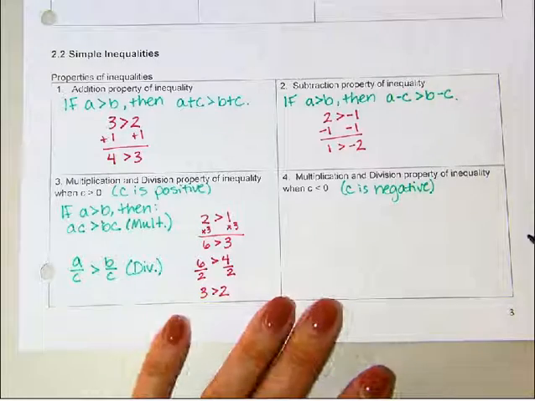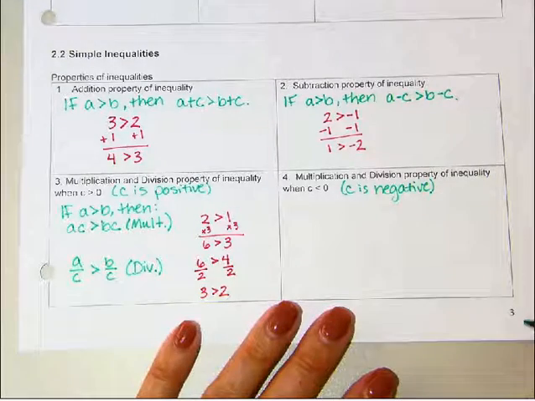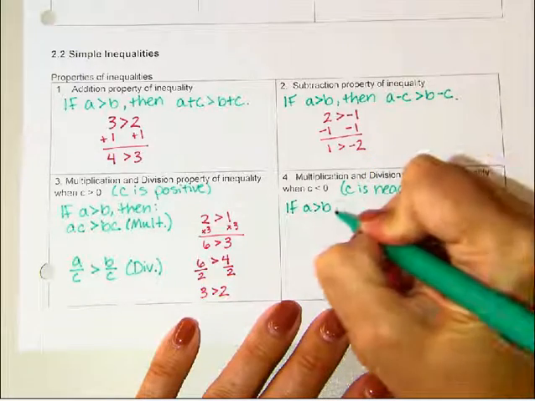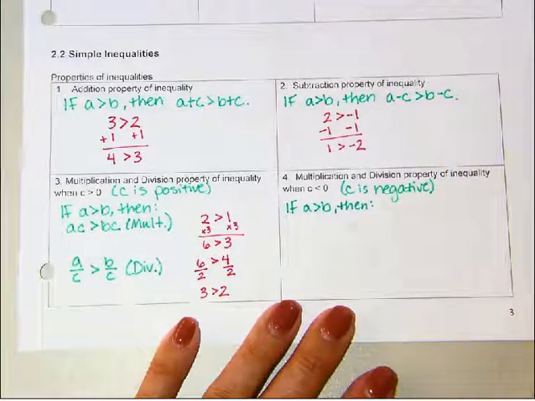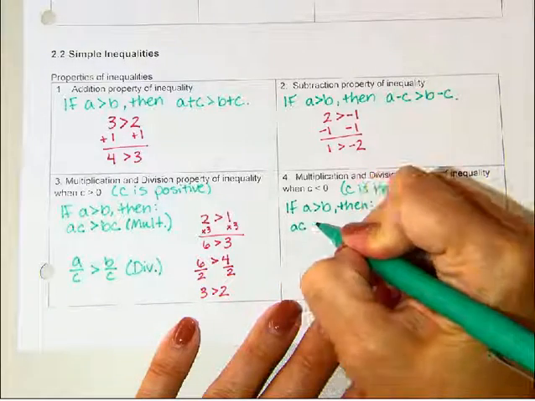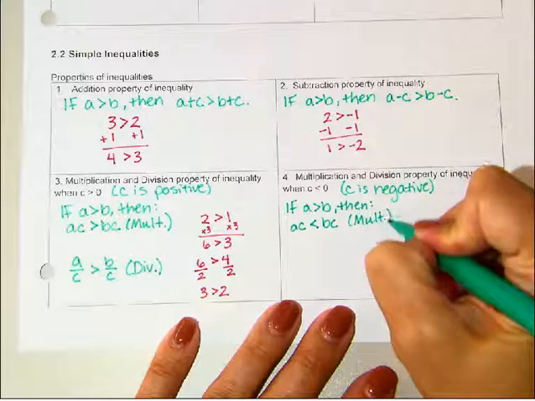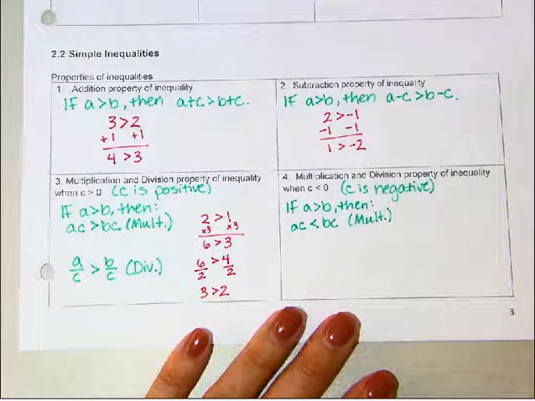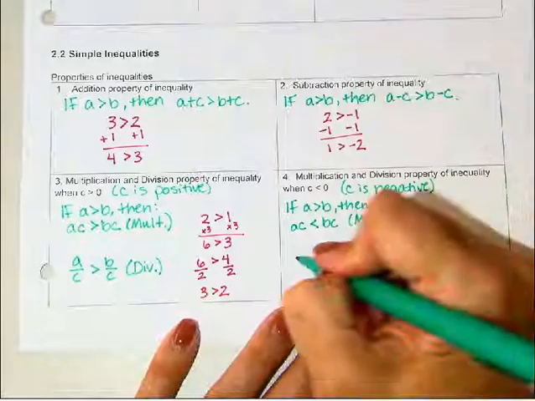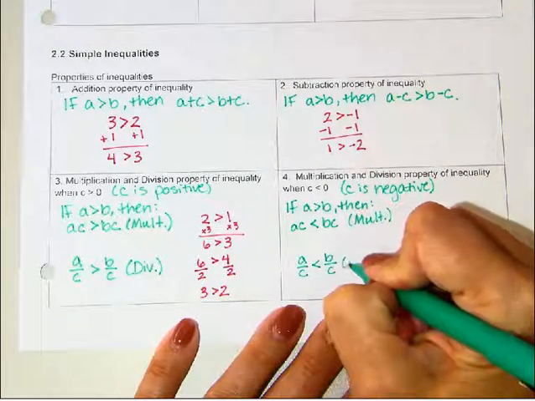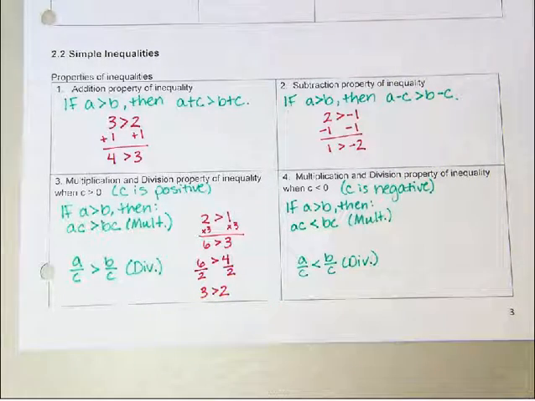So for multiplication and division, when C is negative, so if A is greater than B, then we have A times C will be less than B times C, and that's for multiplication. Our symbol did change because I'm multiplying by a negative number. And then for division, I have A divided by C will be less than B divided by C, and that's for division. Okay, when C is negative, flip the inequality symbol.